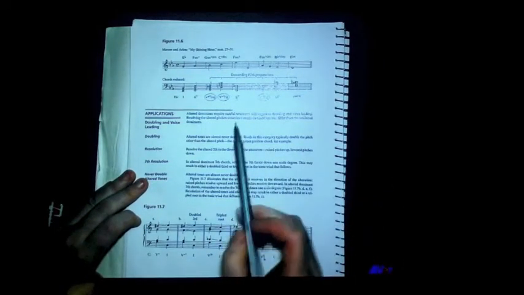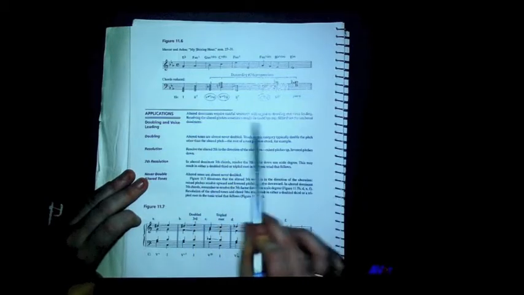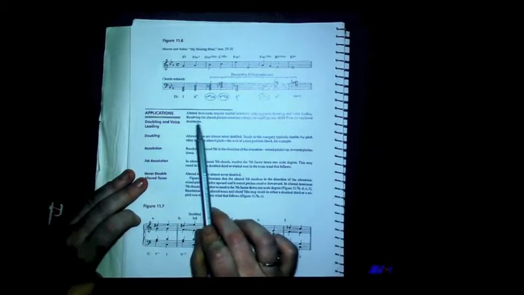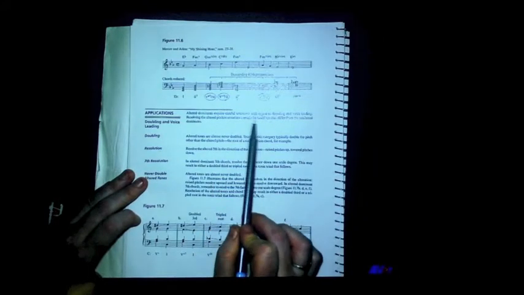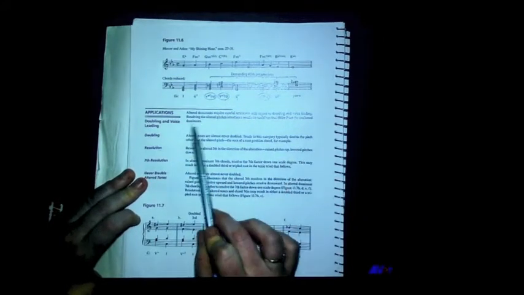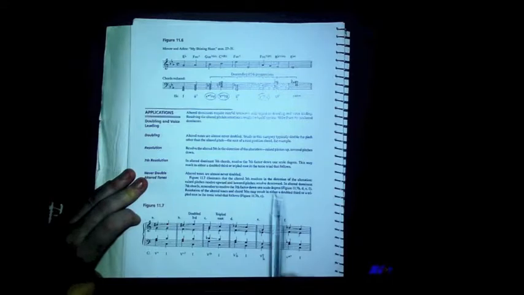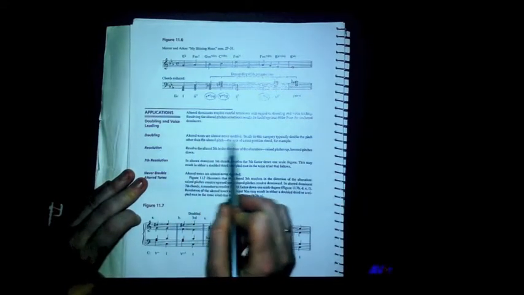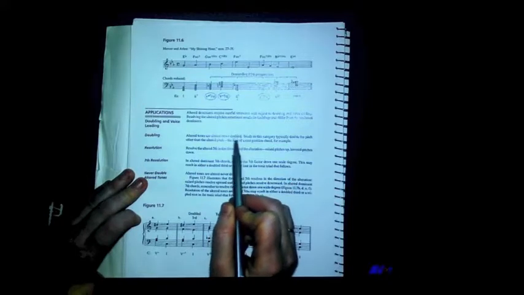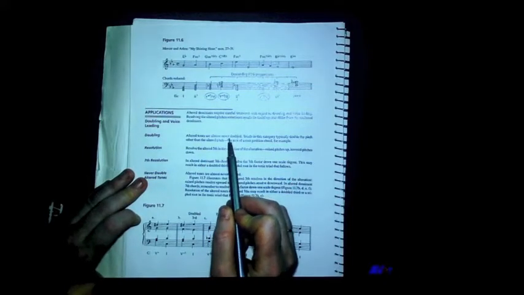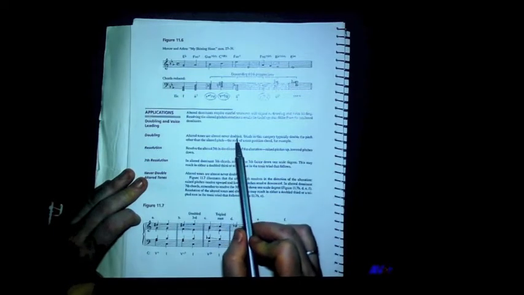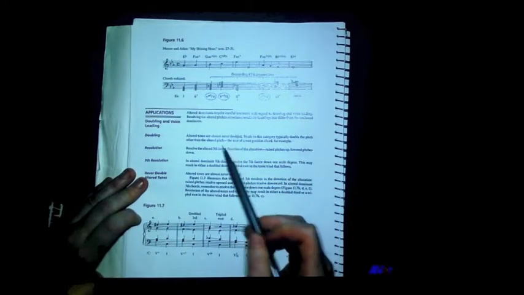Okay. So altered dominants require careful treatment with regard to doubling and voice leading. Resolving the altered pitches sometimes results in doublings that differ from unaltered dominants. So you may have to change some things up. Basically, altered tones are almost never doubled. So don't double the altered tones. Double anything else. And again, it's the fifth that's altered, so you wouldn't normally double the fifth anyway.